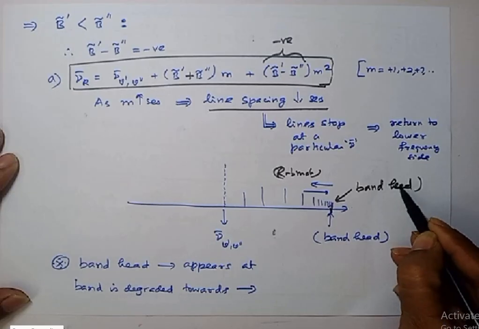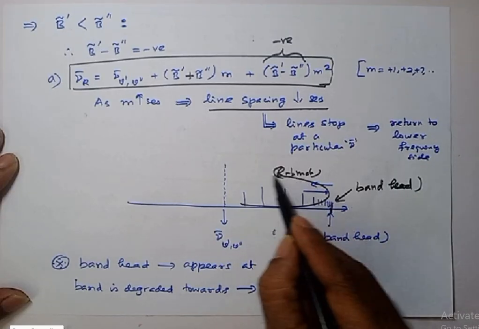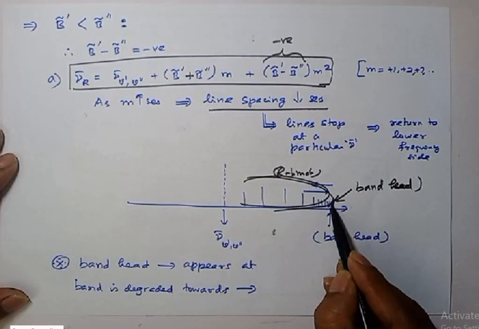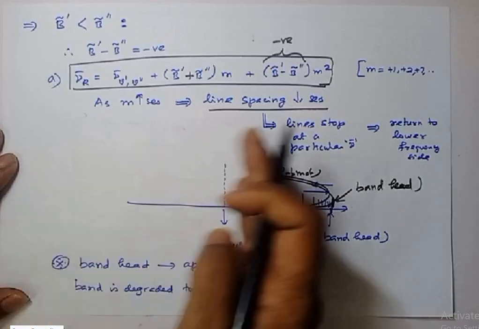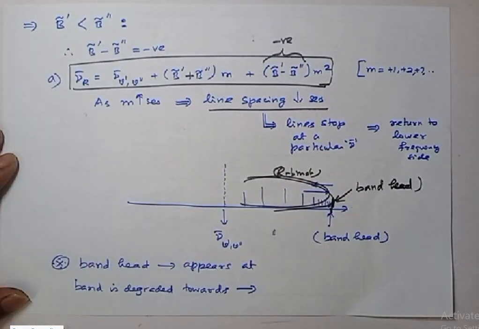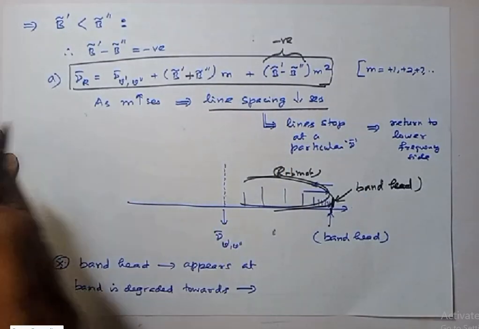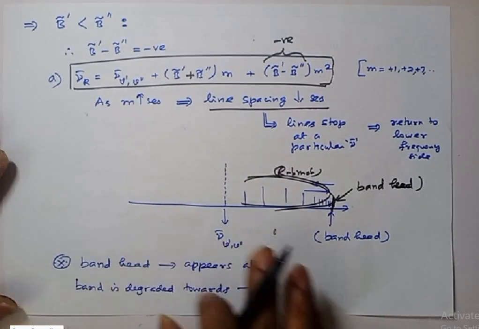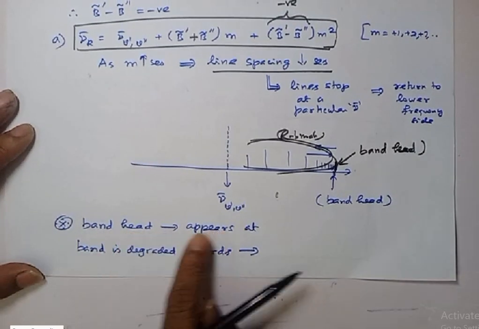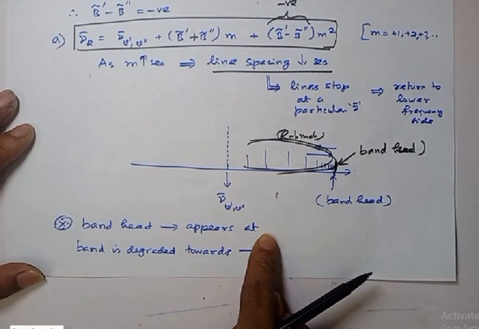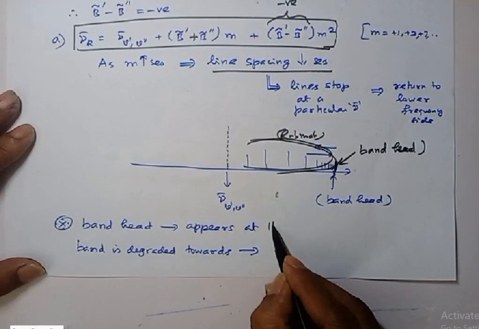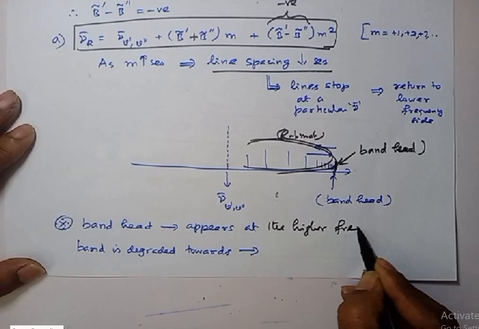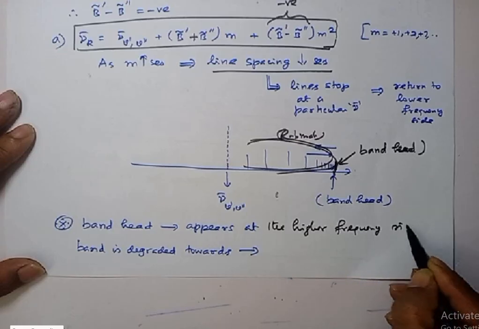Band head. Suppose if you plot this, it looks something like this, then it looks like a band. And this is the band head, and this is called the tail. Tail of the band. The tail is degraded towards the lower frequency. So the band head appears at the higher frequency side.